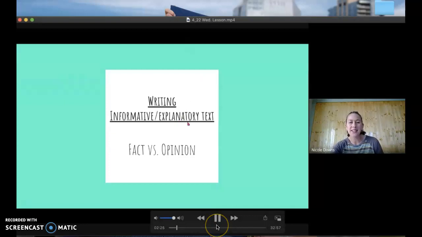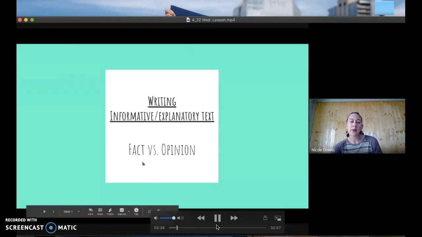Another word that I've been using is explanatory. It's the exact same thing. I'm explaining it to you. So I'm either giving you information or I'm explaining information. Today we're going to talk about fact versus opinion.